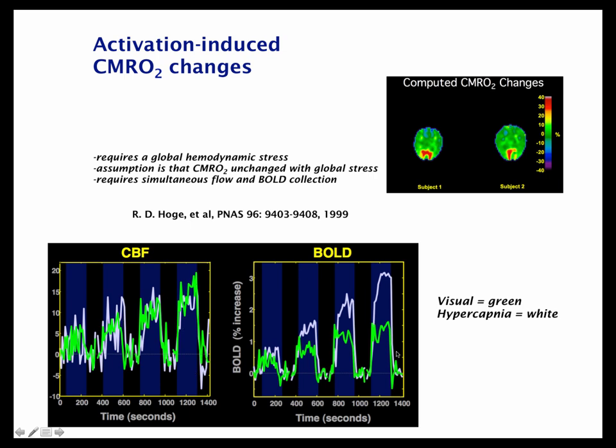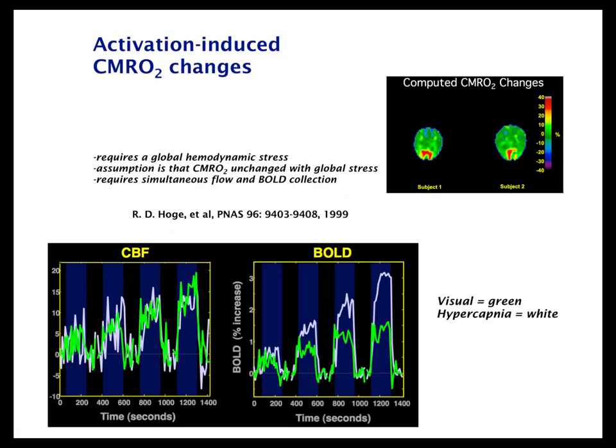So in BOLD, though, if you give visual stimulation, this is looking at the visual cortex. Notice the BOLD signal goes up, but it's blunted relative to if you give just pure CO2, a global flow change, because there's no increase in metabolic rate to decrease it. So the difference between this signal and this signal is purely due to the brain pulling oxygen out of the blood when it's becoming more active. So essentially, looking at the difference between these two signals, he was able to make a quantitative map of CMRO2 in the brain. So this is a quantitative CMRO2 change map.